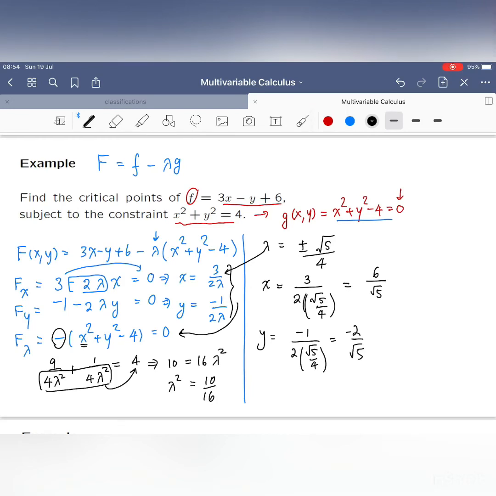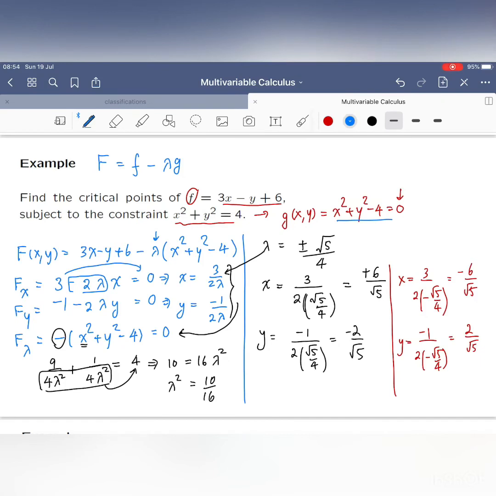However, if you talk about a negative value of lambda, then your x is 3 over 2 times a negative square root of 5 over 4. So you have negative 6 over square root of 5. And then your y is negative 1 over 2 times a negative square root of 5 over 4. So you have 2 over square root of 5. So that will be your other pair of x and y.